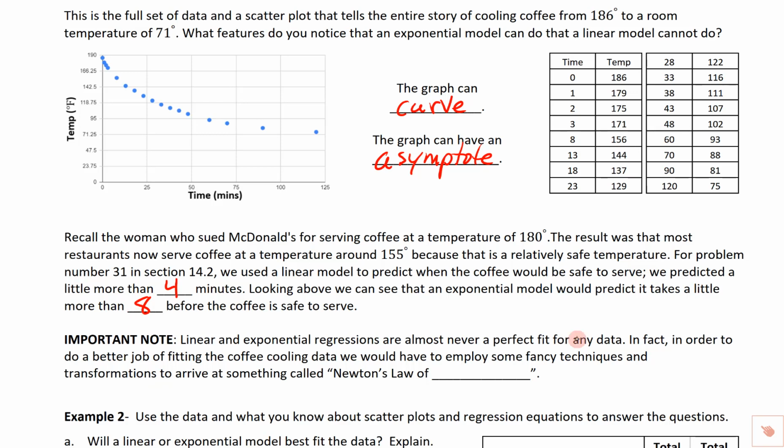Now that we've kind of wrapped up this discussion about cooling problems, I want to make a really important note, and that is that linear and exponential regression models are almost never perfect. They very seldom fit all of the data perfectly because it's real-world data. In fact, if we were going to fit this curve perfectly or figure out what the exact formula was for this cooling, we'd have to do some really advanced mathematics, some transformations, some really fancy regression stuff with exponentials, and we'd arrive at something called Newton's law of cooling.